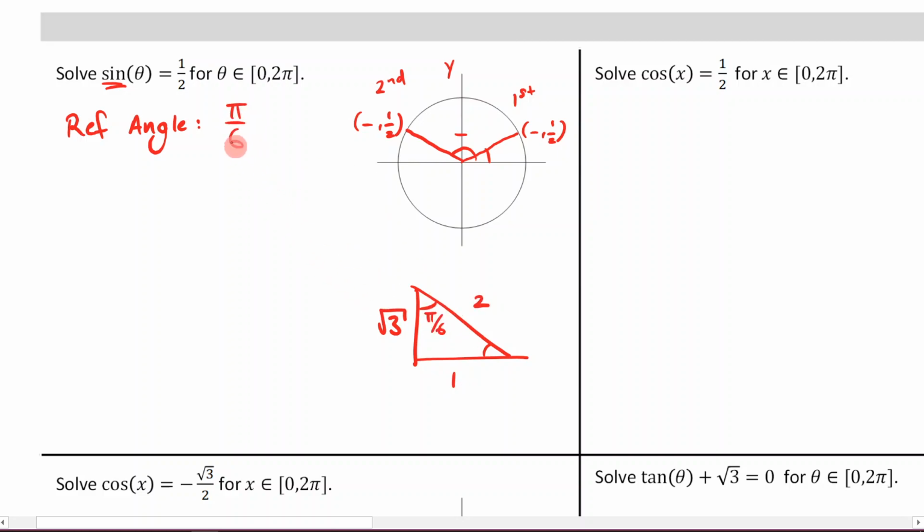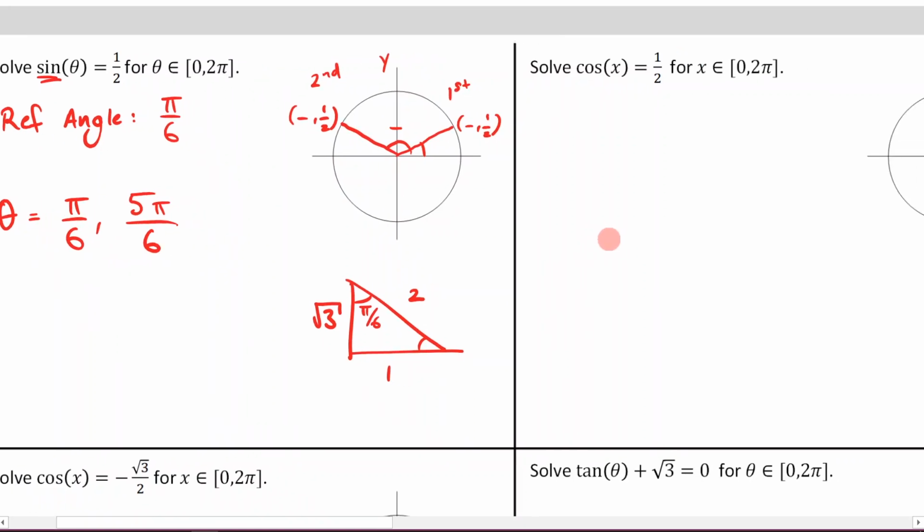That's my reference angle. And then what I do is I just list out what the angles are going to be. So theta is going to be equal to, well, my first quadrant, that's pi on 6. And then in my second quadrant, if this is my reference angle, I know it's going to be 5 pi on 6. Perfect. And that's how you would answer the first question there. Let's move on to our next question.